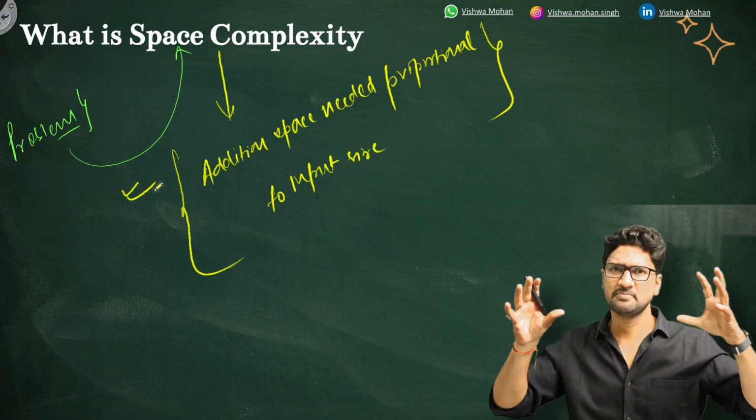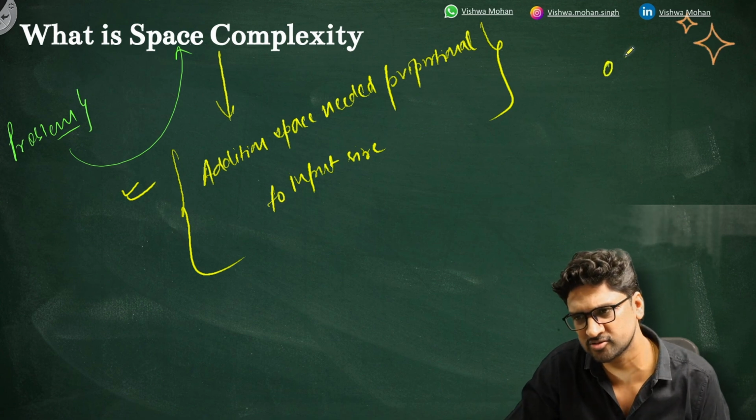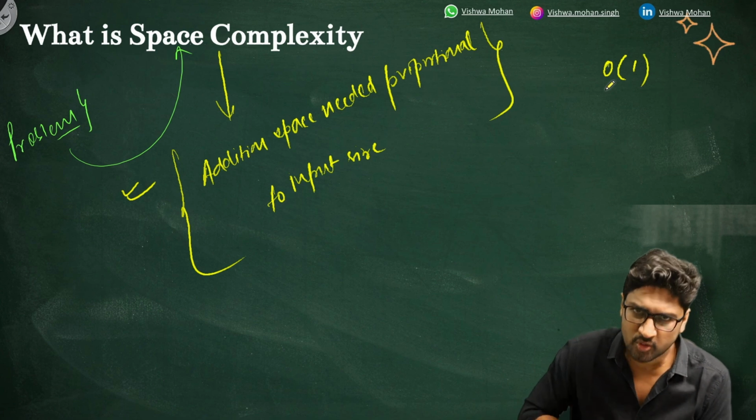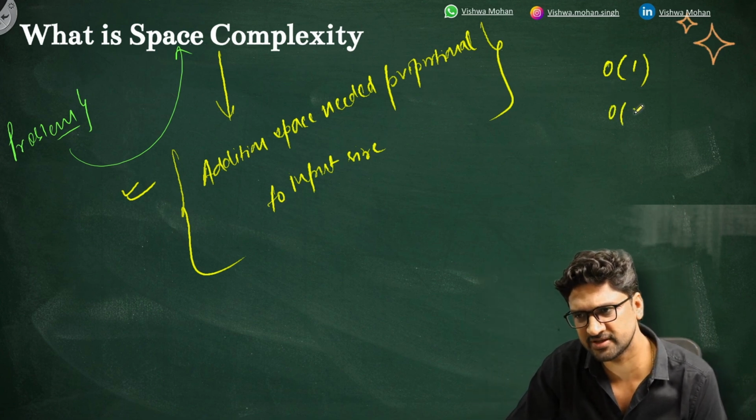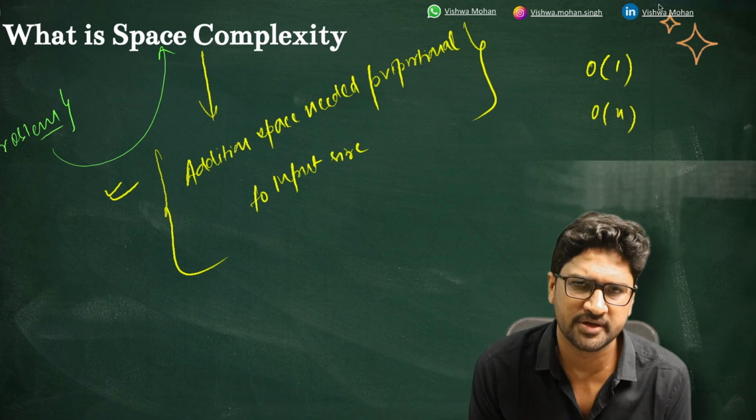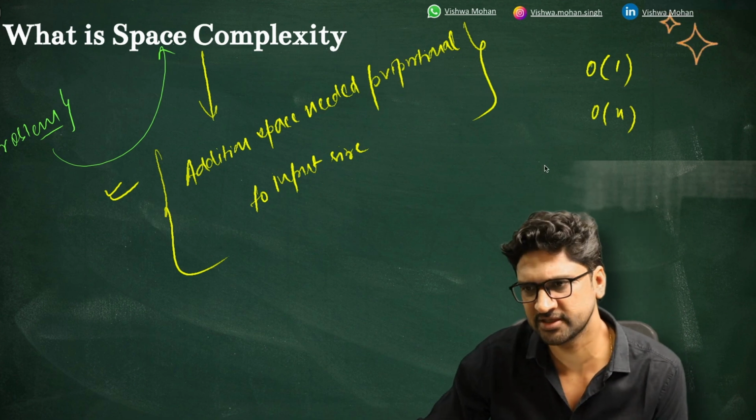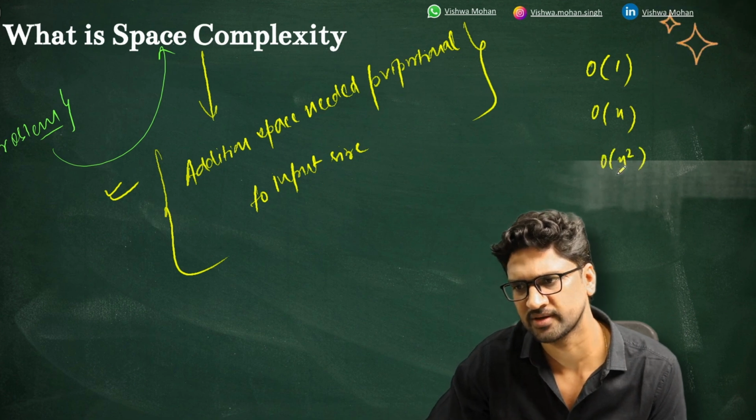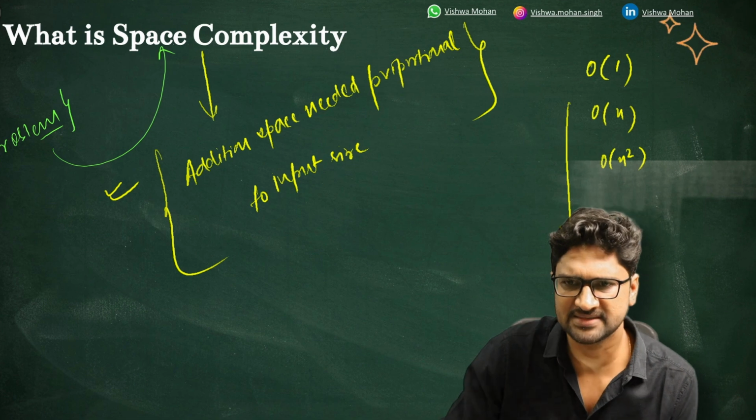In the case where my problem or my solution does not require any additional space, I say that my space complexity is constant, which I represent as O of 1. If my space requirement is growing linearly with the growing size of the input, I say that the space complexity is order of n. In the case where my space requirement is growing at the power of 2 of the input size, I'll say that my space complexity is order of n square, and so on. Fair enough. Let's try to see with the help of a few examples.